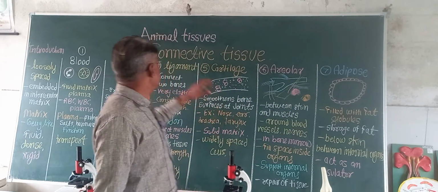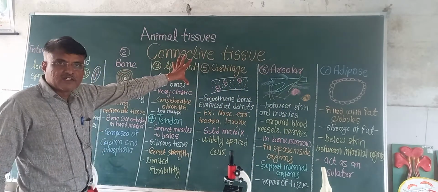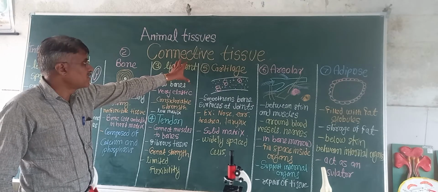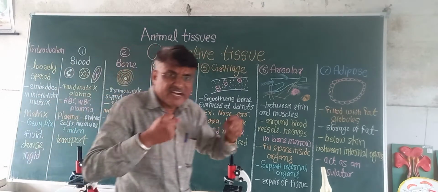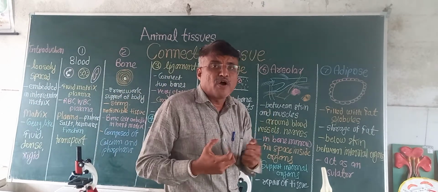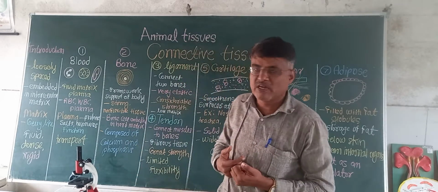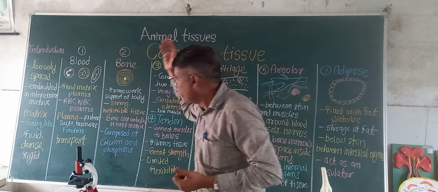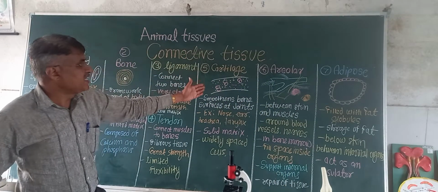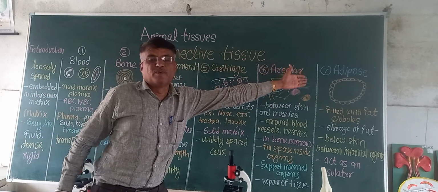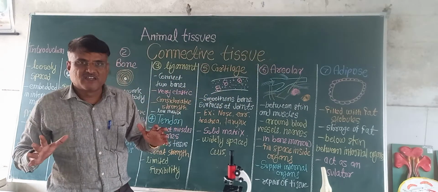Today we have seen the connective tissue. All of you got it? See the summary in short of connective tissue. Connective tissue connects the body, and is very important in the mechanism of the body. And the different types of connective tissue we have seen: blood, bone, ligament, cartilage, areolar, and adipose connective tissue. All of you got it? Thank you.